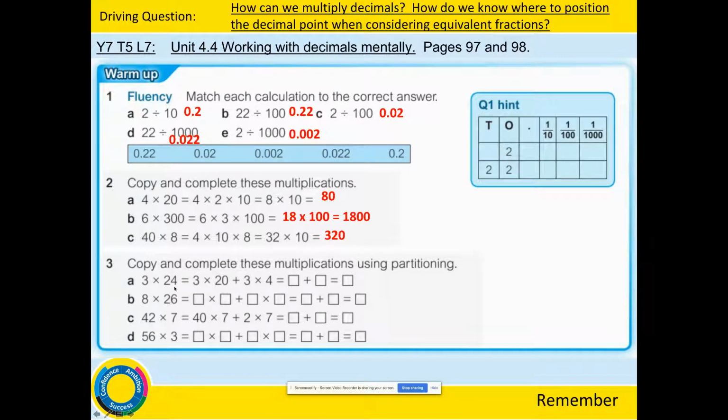So we've got 3 times 24. We can do 3 times the 20, and then we can add 3 times the 4. So 3 times 20, add 3 times 4. You see we've still got the 24 here.